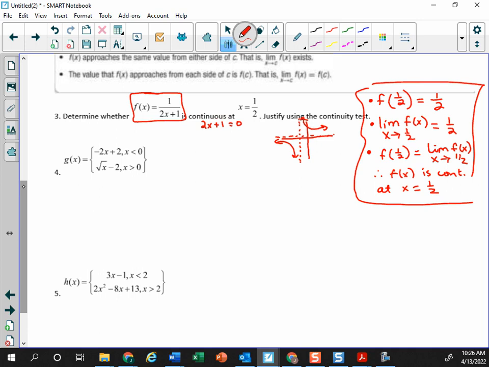Okay? All right, let's look at number 4. So our first bullet point, well, first I should have asked you a question about this. Where am I asking you if this is continuous? So is g of x continuous at x equals 0? There's your question for 4. So what's the first thing we're looking for? F of 0, right? Is the function value at that point a thing? Like, does it exist?